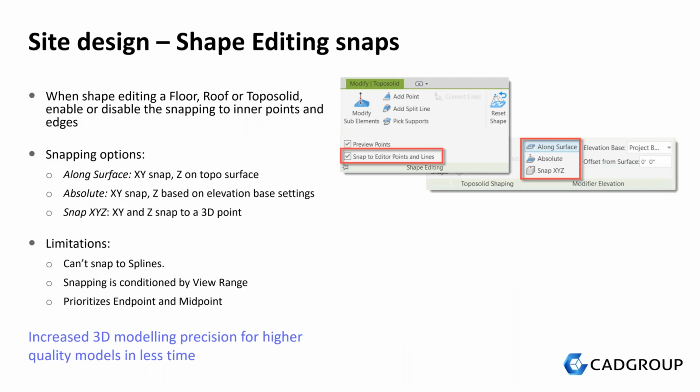Shape editing snaps. So you can now enable or disable snapping to internal points and edges when in shape editing mode for floors, roofs, and toposolids. By default, this option is cleared, meaning internal points and edges are ignored.